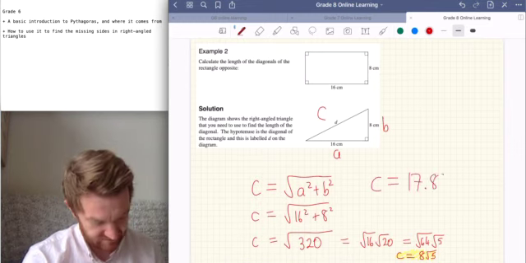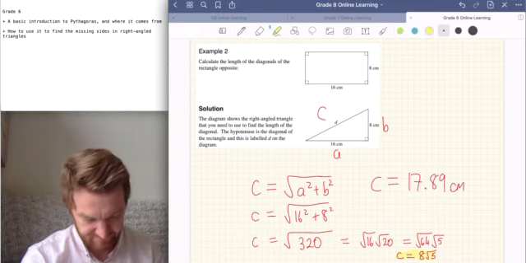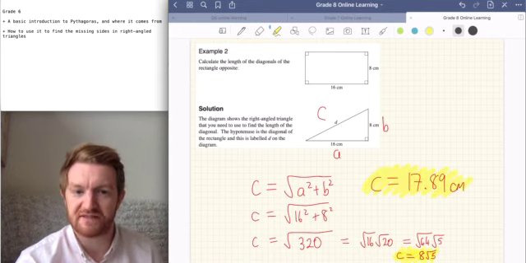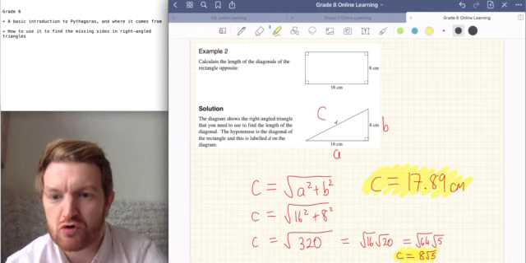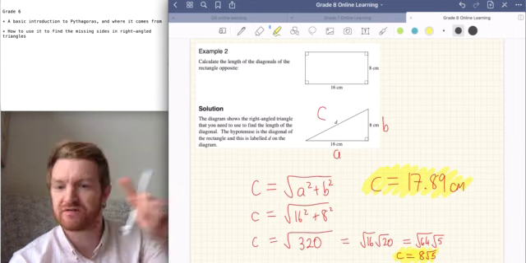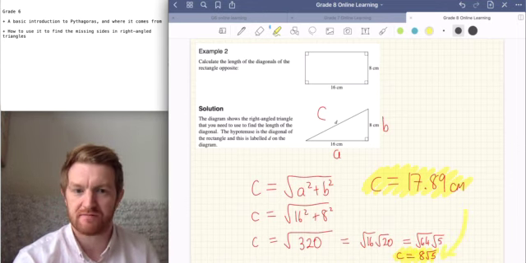17.89 for 2 decimal places. So you can leave it in surd form or decimal form. If you're doing a 2 or 3 part question, keep it in surd form because the decimal goes on and on forever, whereas that there is much easier to write.